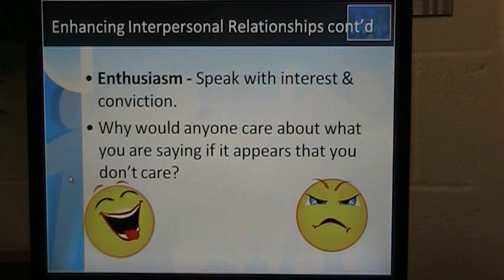I often have people come up to me and tell me about something going on in their life, but there's sometimes that I can't even figure out if they are really serious, do they care, are they concerned, because it just doesn't seem as if they really care. We'll give some examples on the next slide of speaking with enthusiasm.